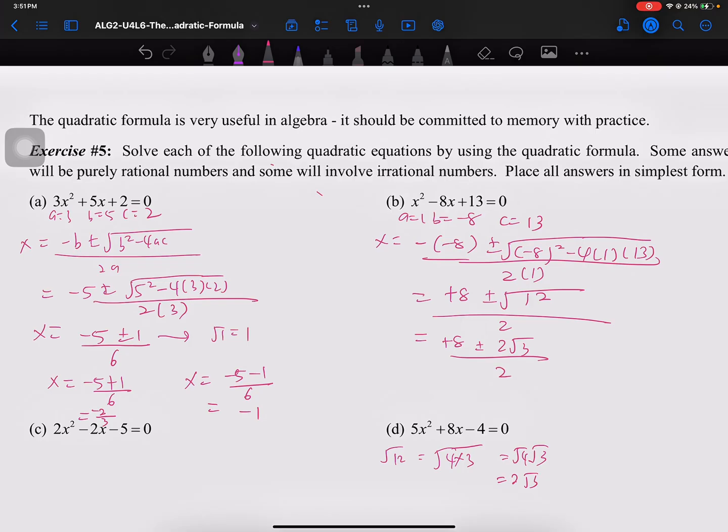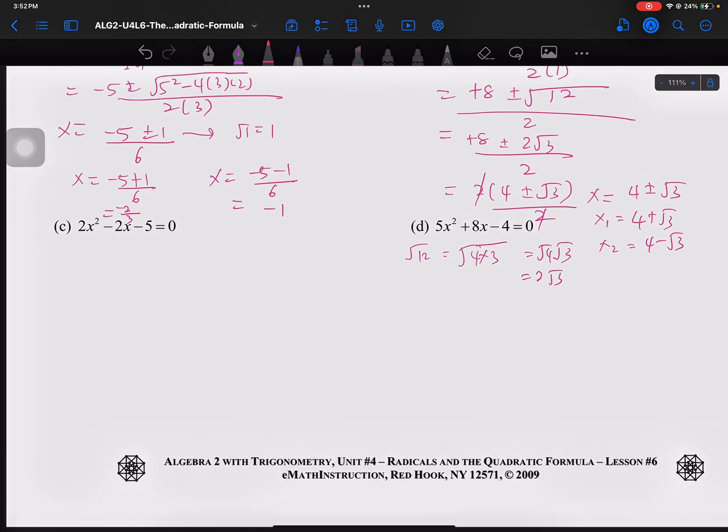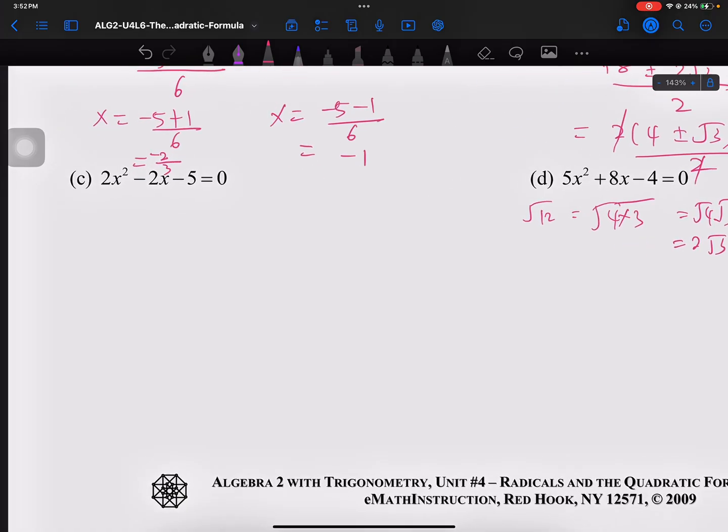Okay, then for both terms on top, we can factor out 2. So 2 times (4 plus or minus root 3) over 2. And then you can divide 2 by 2, and your answer should be 4 plus or minus root 3. So x1 is 4 plus root 3, and x2 is 4 minus root 3. Okay, next we move on to C.